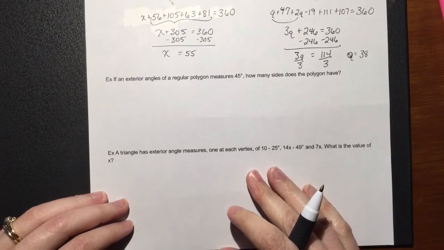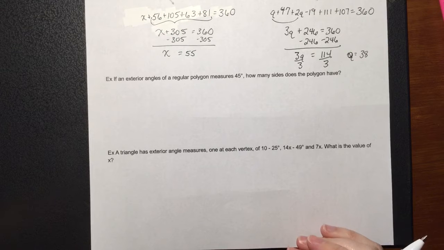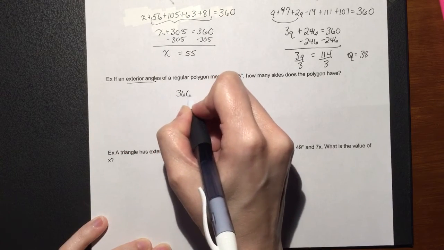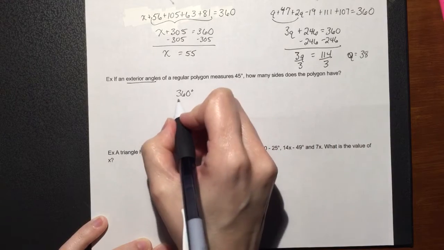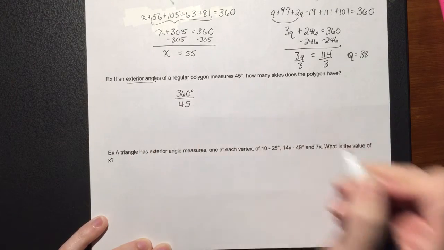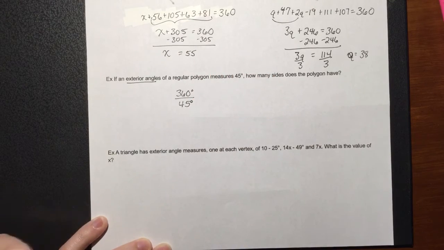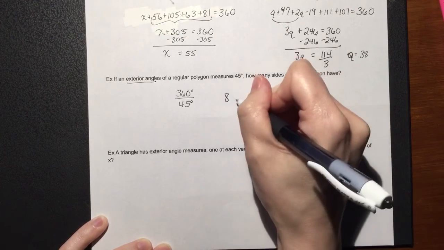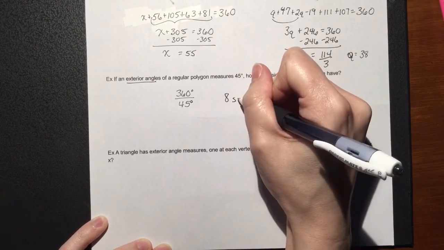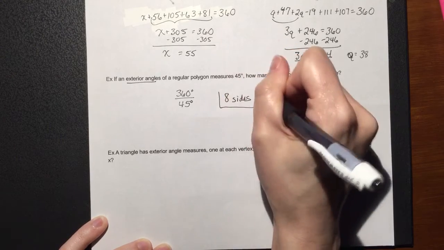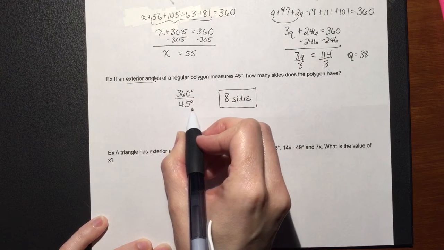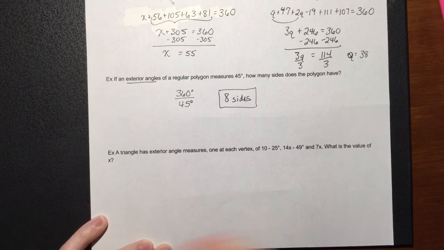Looking at the next one, if the exterior angles of a regular polygon measure 45 degrees, how many sides does the polygon have? Well, if we have exterior angles of a regular polygon, we're going to have 360 degrees. If each of those angles is 45 degrees, we're going to divide by 45. And that's going to tell us that the polygon is going to have 8 sides. So you take the total number of degrees that you have, divide it by the degree of one of the angles, and that'll give you how many sides you're working with.